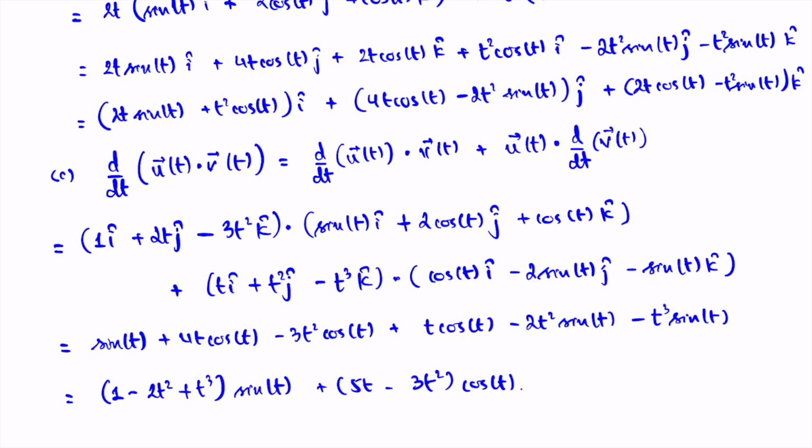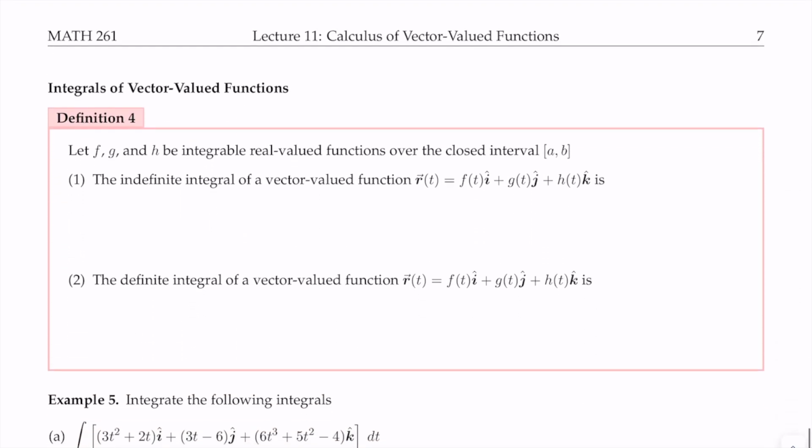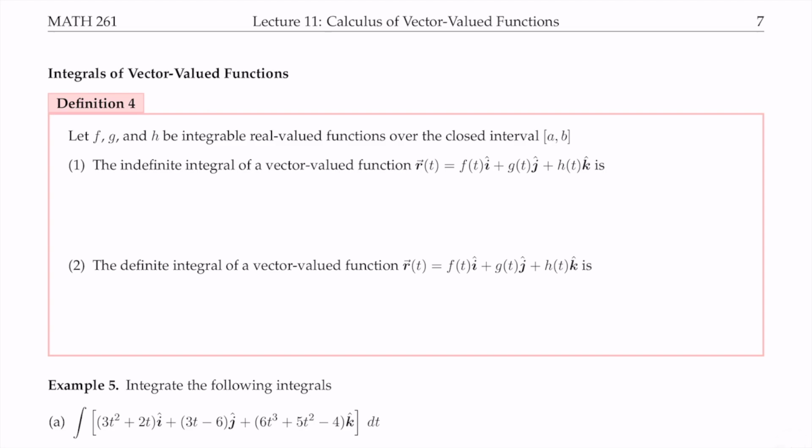For higher order derivatives, that means if you want to take the second derivative or the third derivative or the fourth derivative or nth derivative, what you do is you just continue to take the derivative of the components of the vector valued functions. Very straightforward, again, very similar to what you have learned in single variable calculus. Now, in the last topic of this lecture, I want to talk about the integrals of vector valued functions.